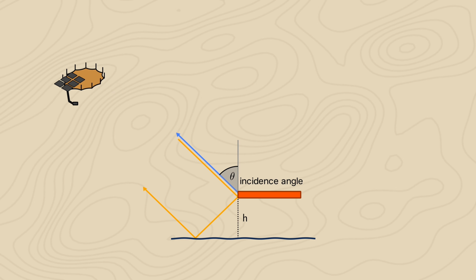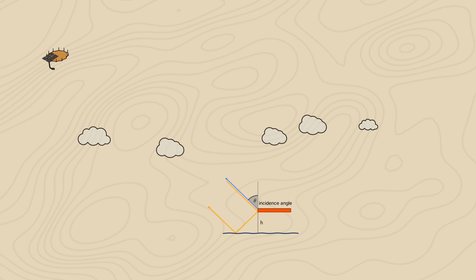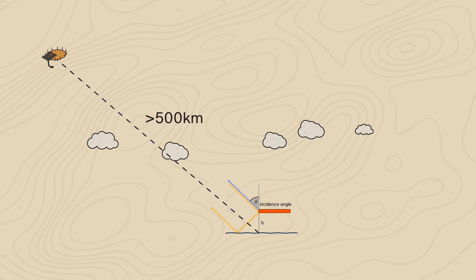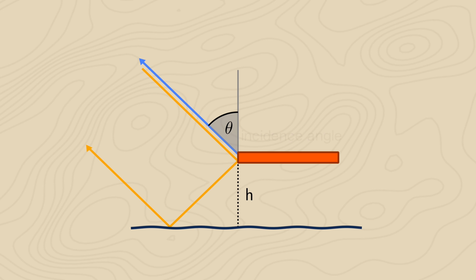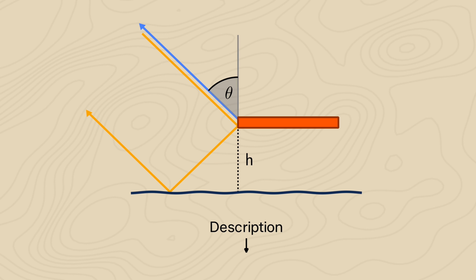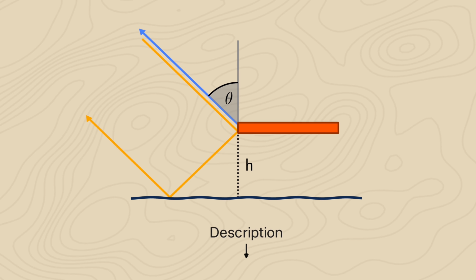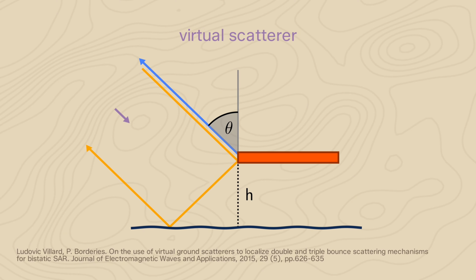Because the distance between the satellite and our area of interest is very large, all signals before reflection hit the objects on the ground with the incidence angle, and we can view them as approximately parallel. If you want to know more details about this assumption, check out the description box. To compute the clearance, we can use the fact that there always exists a virtual scatterer which produces a single bounce with the same traveling wave path as our double bounce.